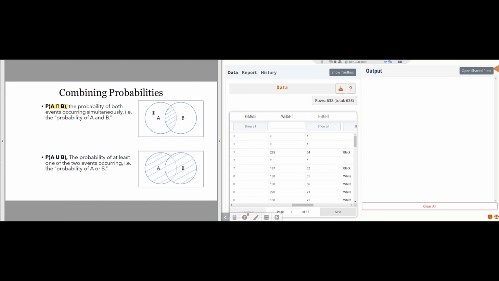For example, we might select a person at random, and one event might be that the person is male.